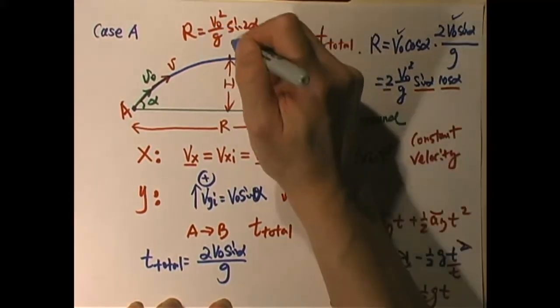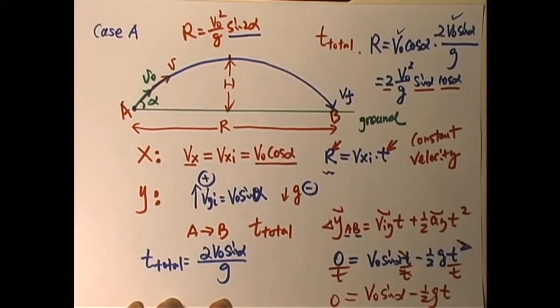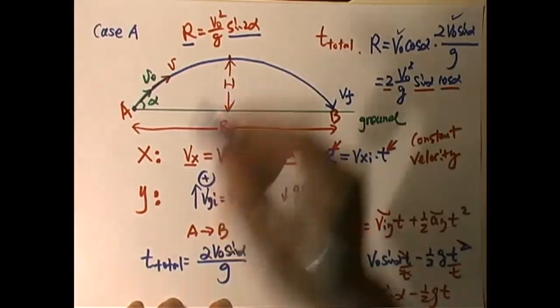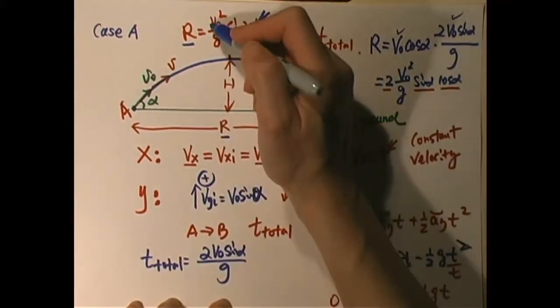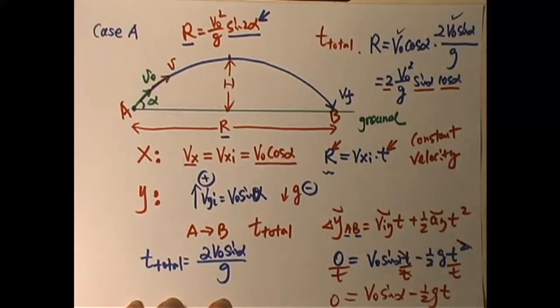You know, sine 2 alpha has a max value equal to 1. So if you want to get R max, you have to make your angle 45 degrees, then sine of 90 is 1. This is the case from ground to ground. So if you want to maximize the range R, alpha has to be 45 degrees, no matter what the magnitude of the initial velocity is.